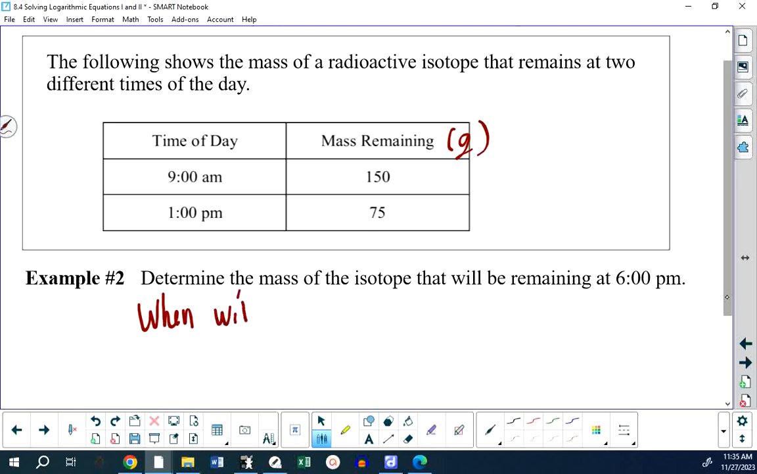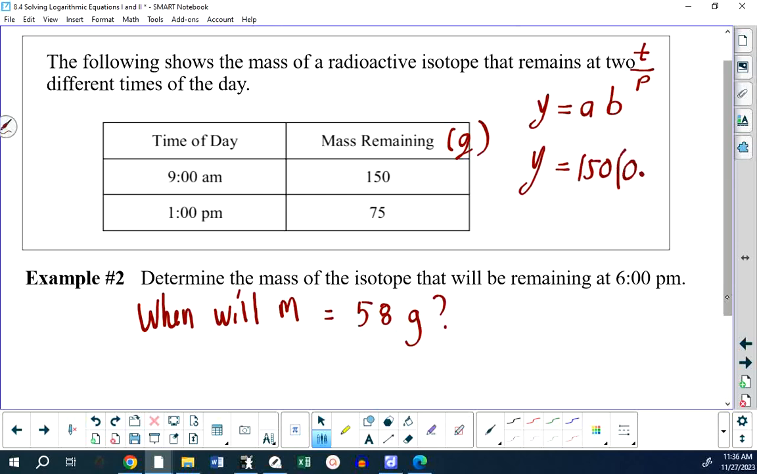When will the mass be 58 grams? But what time is the mass going to be 58 grams? So this is an application of exponential growth and decay. It's y equals a times b to the t over p. The initial amount is 150. The base, because it's exponential decay, is 0.5. So far this is identical to stuff we've already done.